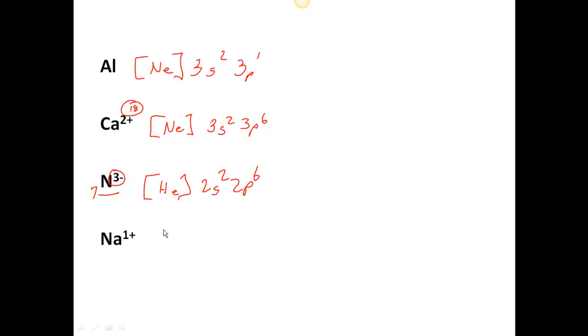How about sodium? Well, wait a minute. Sodium has a +1 charge, and this is number 11, so it's only going to have 10 electrons. Well, if I look at this, that only has 10 electrons. So sodium with a 1+ charge, because it's an ion, is going to have exactly the same configuration as nitrogen with a 3- charge. So you really can't work these backwards unless you're given more information.